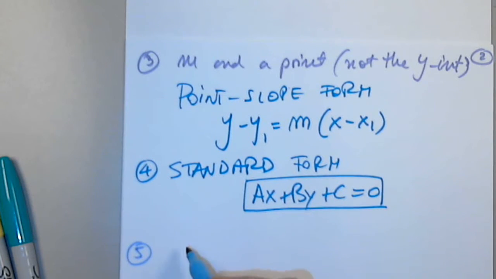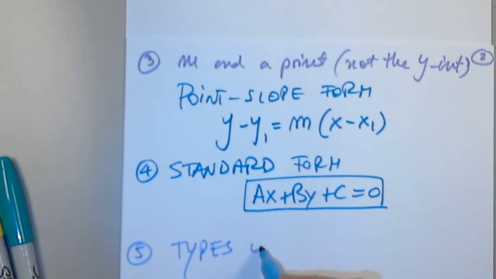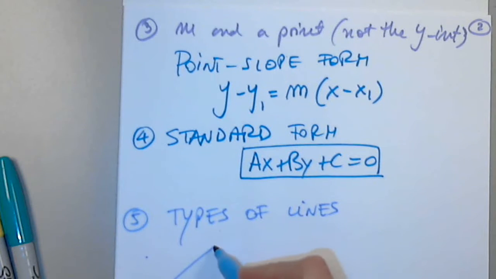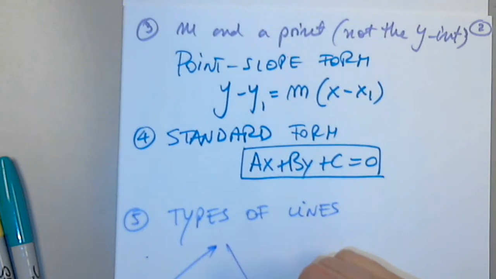Okay, number 5, types of lines. Should I shut the door? Does the piano bother you? Not really. Not me, at least. Everyone is okay with that? Okay, very good.